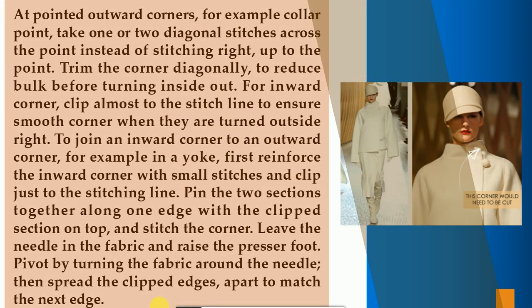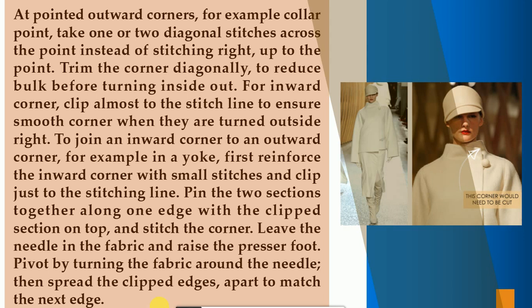At pointed outward corners, for example a collar point, take 1 or 2 diagonal stitches across the point instead of stitching right up to the point. Trim the corner diagonally to reduce bulk before turning inside out. For an inward corner, clip almost to the stitch line to ensure a smooth corner when turned right side out.